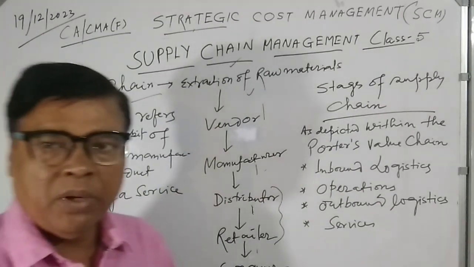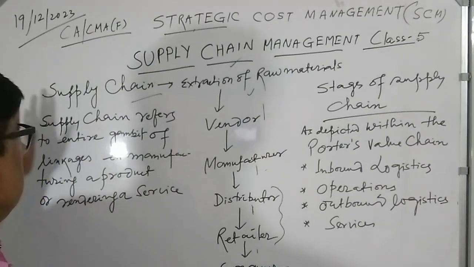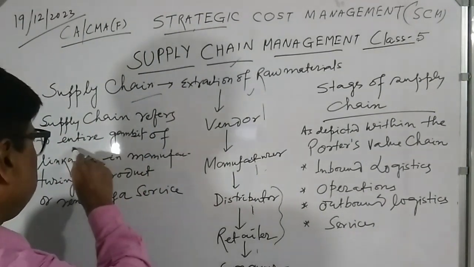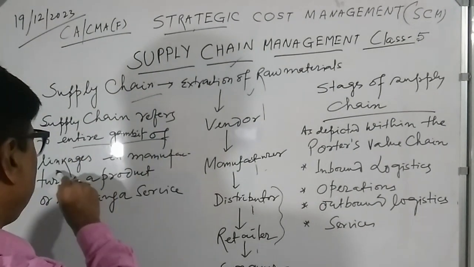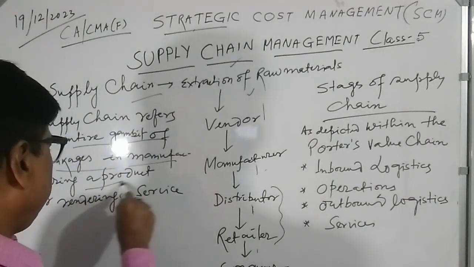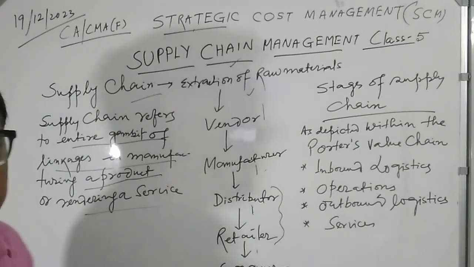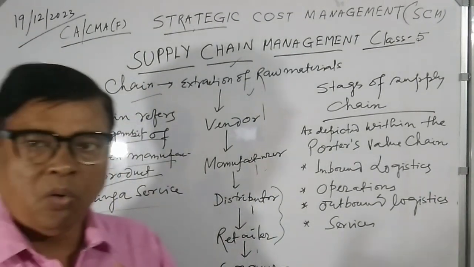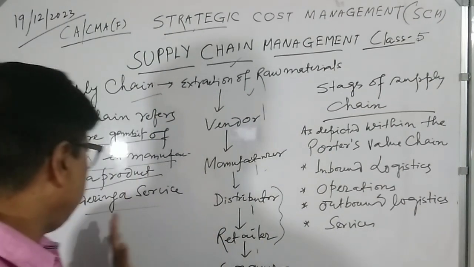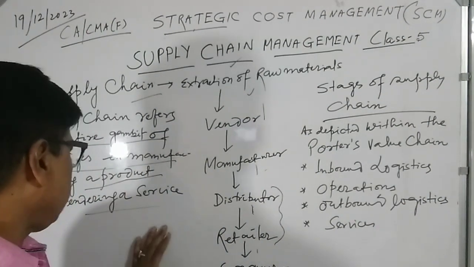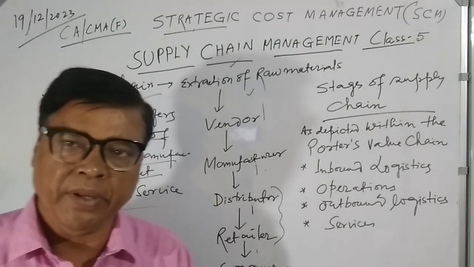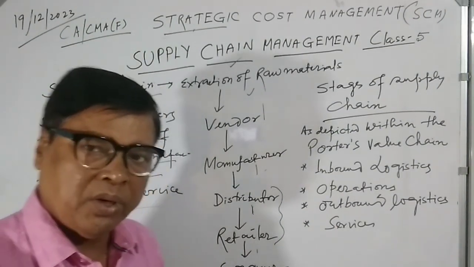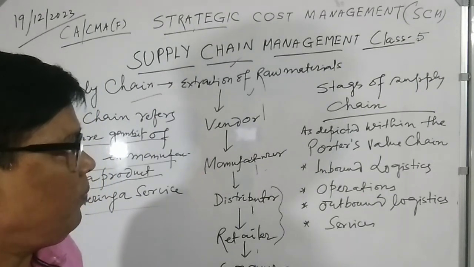Now we will understand what the supply chain concept means. Supply chain refers to the entire gamut of linkages in manufacturing a product or rendering a service. All the chains, all linkages from production to distribution stage. It will be your product or service also, because a service also routes through the same way.